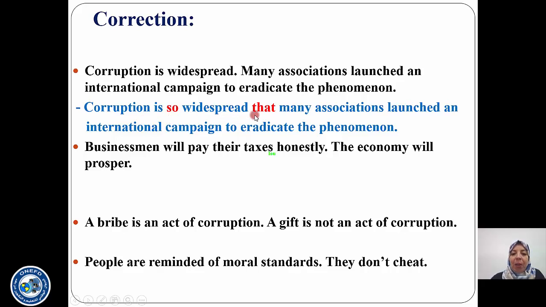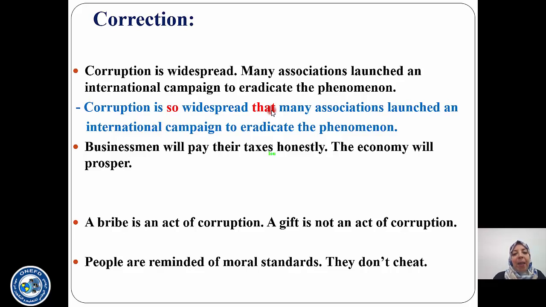So that expresses consequence with intensification. What are we intensifying here? Of course, it is the adjective widespread. So the way you use so that is this way: so plus adjective plus that. Of course, you can use it differently in sentences that contain not an adjective alone, but adjective plus noun. Okay, we have seen this in the previous lesson.